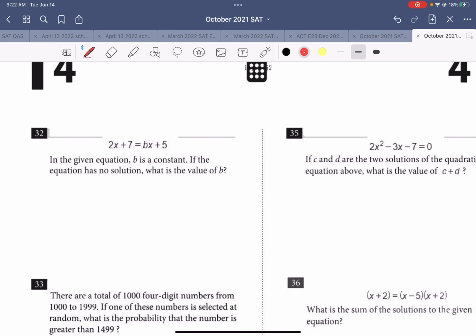Next one, number 32. In the equation, b is a constant, and the equation has no solution. No solution means that these are two lines. As long as they have the same slope but different y-intercepts, they're never going to hit each other, which is no intersection, no solution. So b is just 2. Then you see the same slope, 2, but different y-intercepts, 7 and 5. So they're never going to hit each other, so no solution.